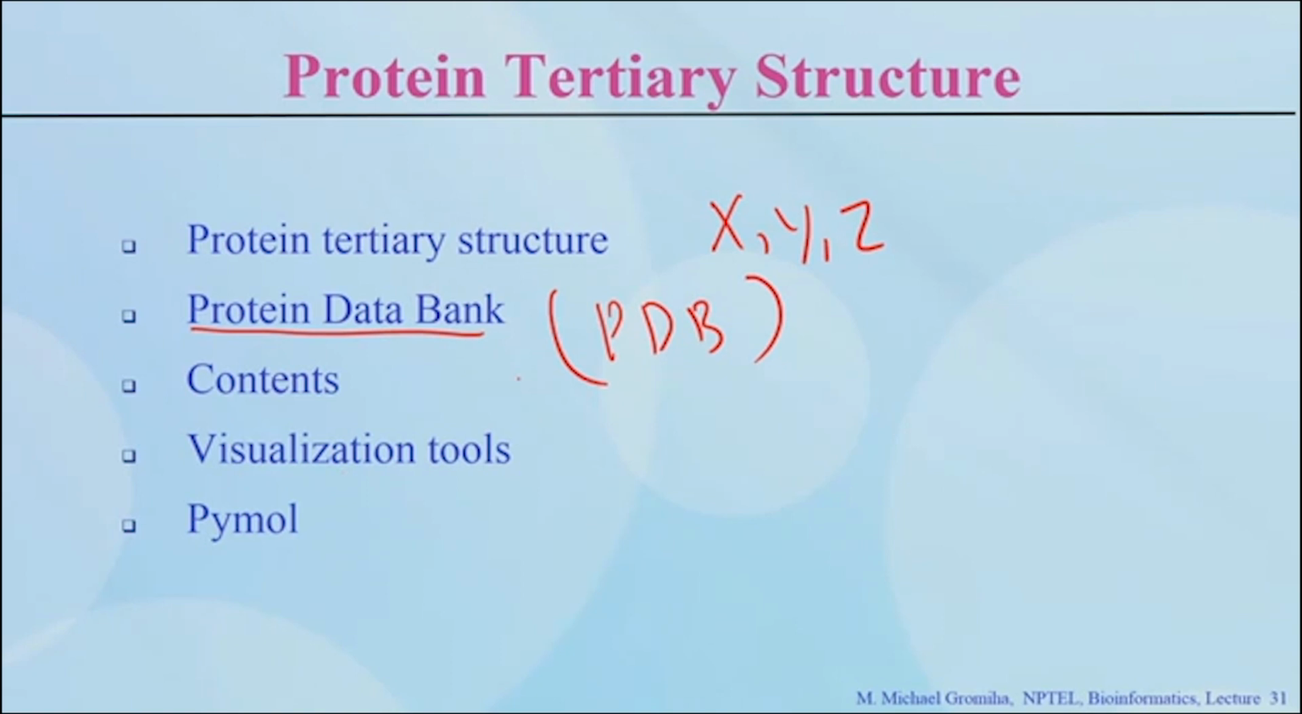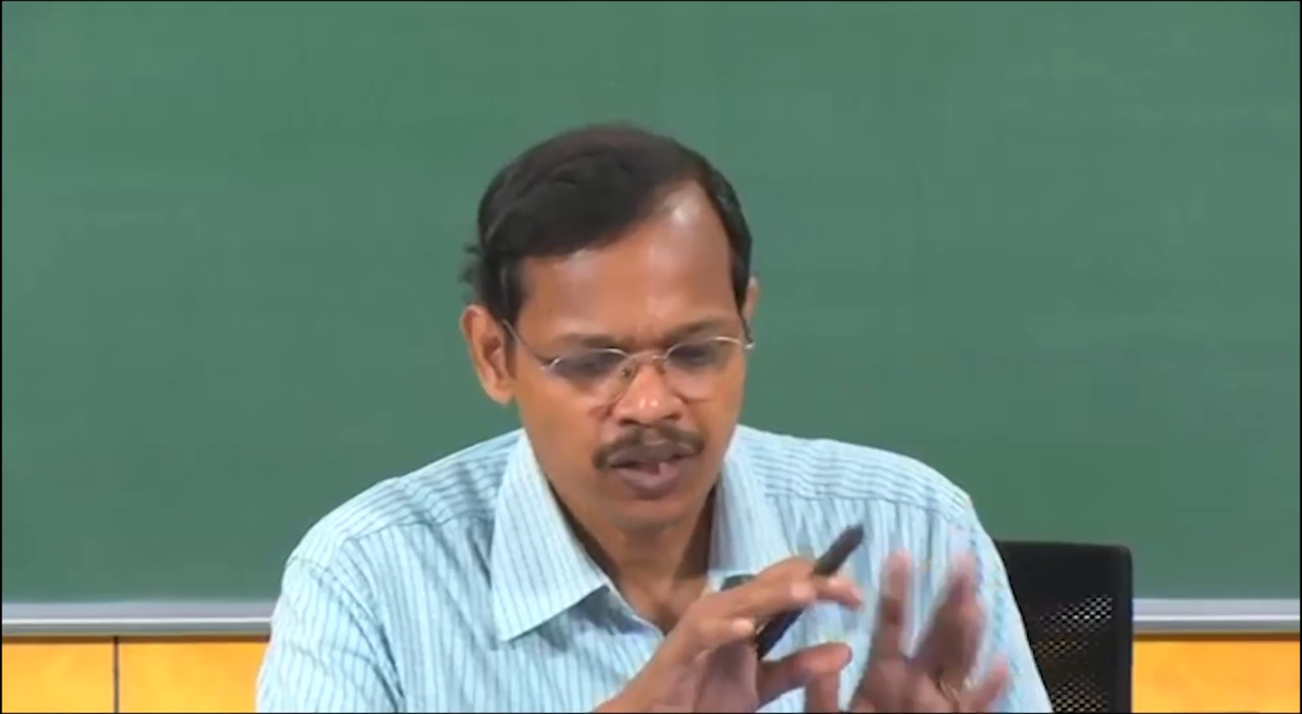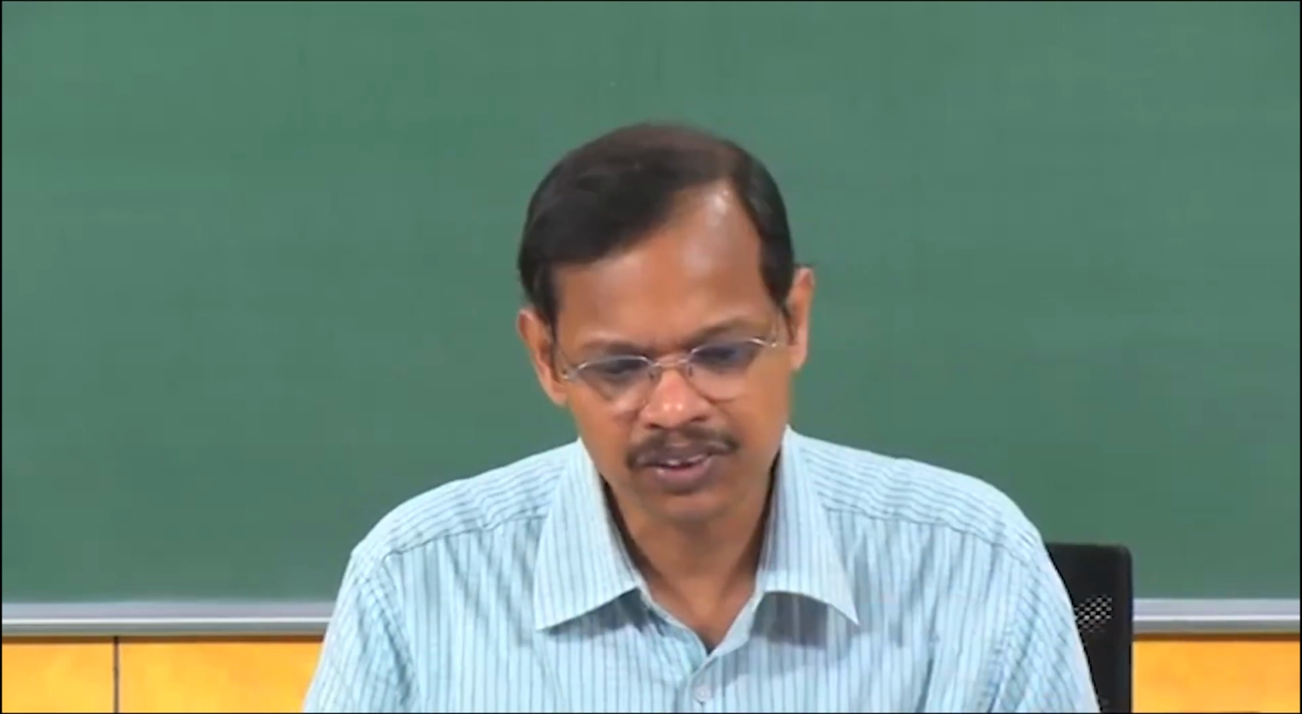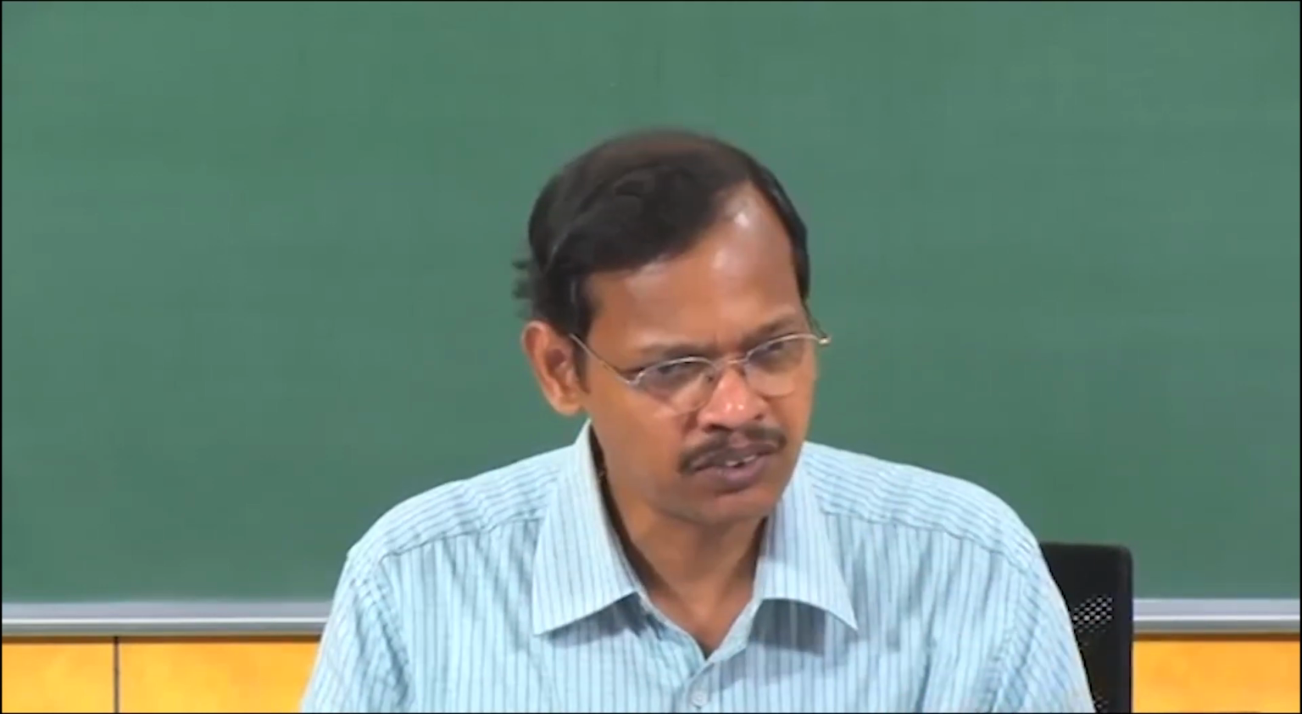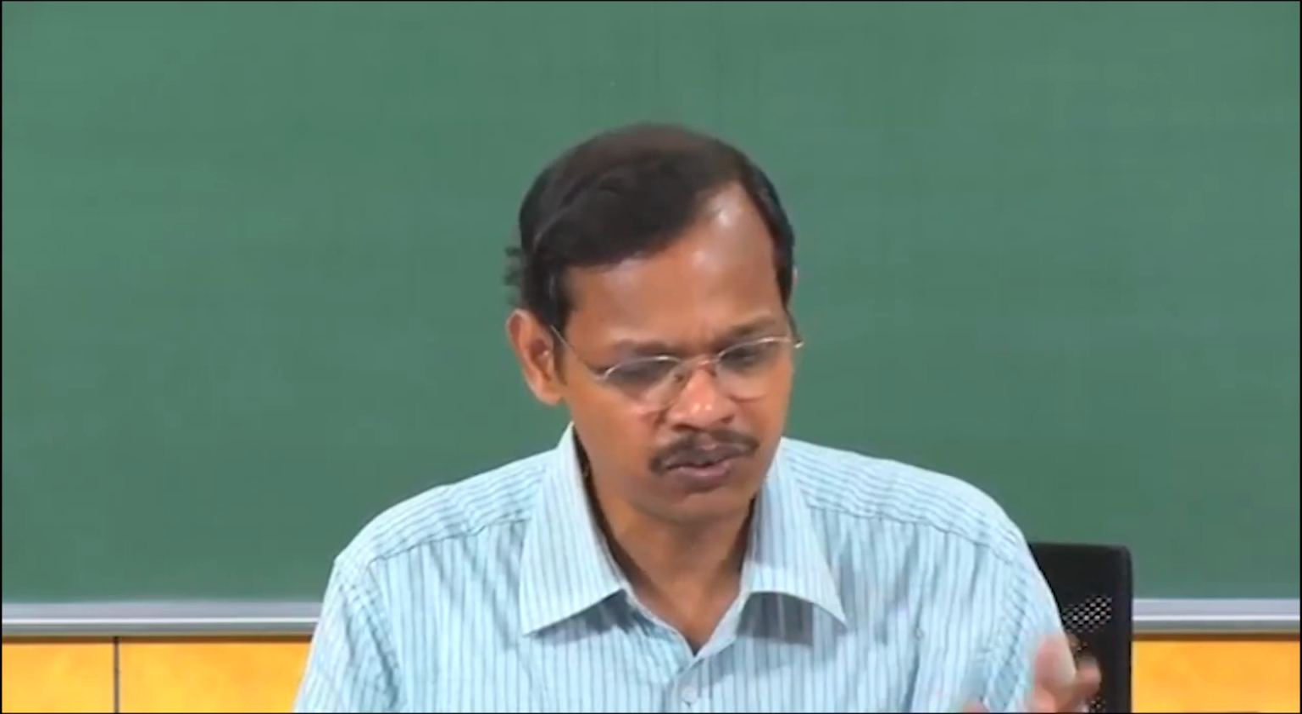So, what are the various contents in the PDB? You have the header information, the name of the protein, the resolution, the secondary structures, the sequence, and mainly the XYZ coordinates, along with the occupancy and the temperature factors, and heteroatoms, water molecules and so on.